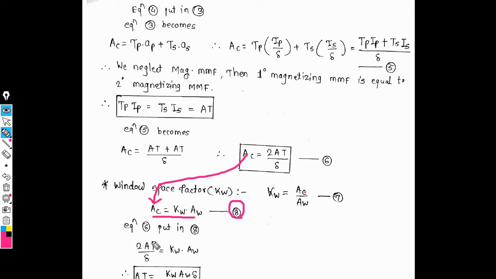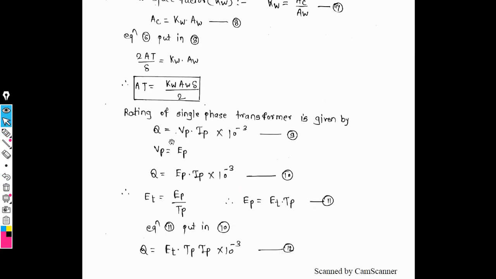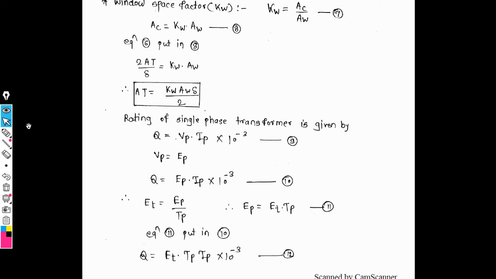But in this modified equation, we have to find out the magnetomotive force in the form of AT. Now this equation arranged for AT. Then AT is equal to KW AW upon sigma. Rearranging the equation, AT is equal to KW into AW upon 2 into sigma.